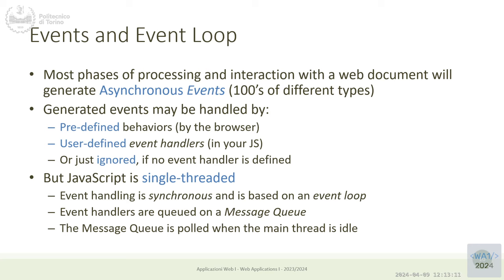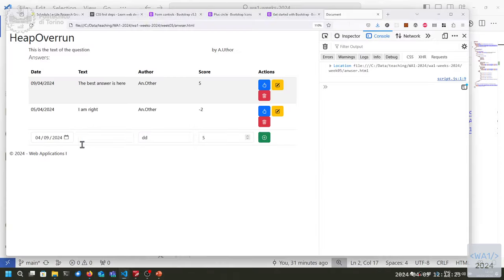If we want, we could redefine this behavior, but otherwise it's already handled by the browser. Or we may define our own behavior. So for example, for this button, the browser already defines the hover action, so what to do when the mouse is over the button, but it doesn't define the click action. It doesn't do anything if I'm clicking here. So this is something that I must define.